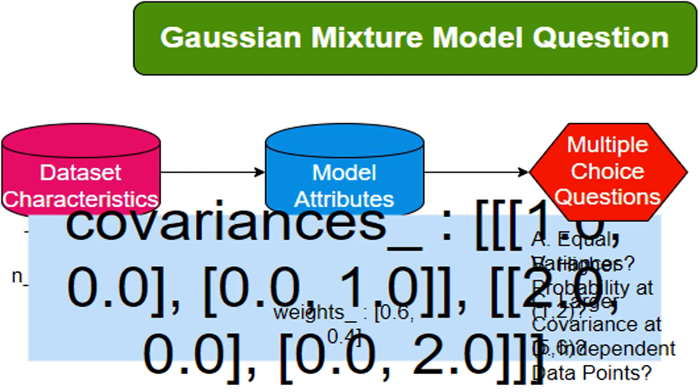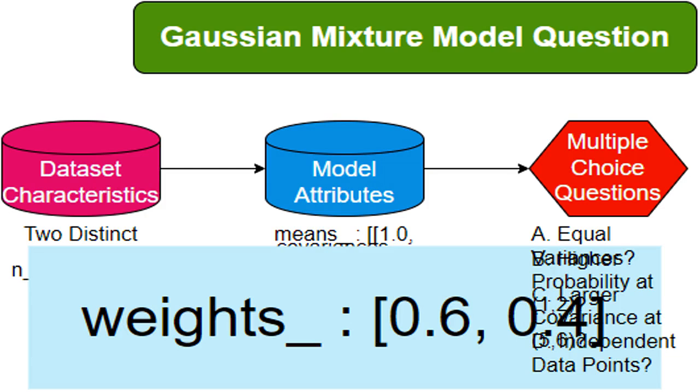Both matrices are diagonal, indicating that the features are uncorrelated within each cluster. These represent the probability that a randomly chosen data point belongs to each cluster. The first cluster has a 60% chance of containing a random data point, while the second cluster has a 40% chance. Think of this as the relative abundance of each candy color.